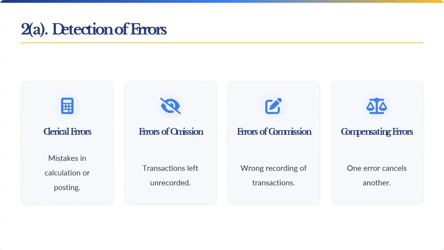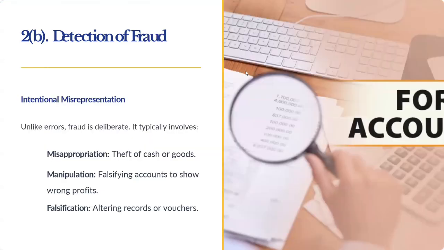Then errors of commission: wrong recording of a transaction. Whether what should have been recorded has been recorded or not, or something else has been shown while something else happened. It should be error free. Then compensating errors, where one error cancels another. Compensating errors means one error is going to clear the other error. Now these four types of detection of errors are very important.